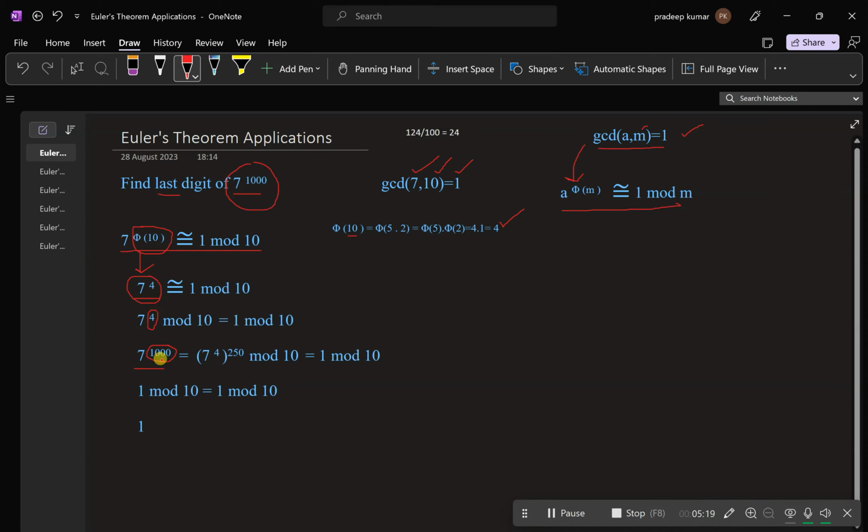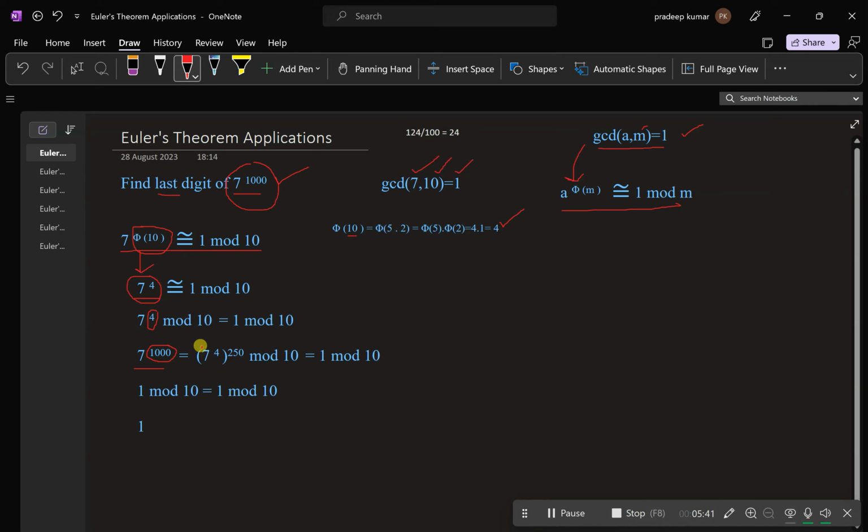So what is 7 to the power of 1000? See, if you multiply 250 into 4, we'll get 1000, isn't it? So 250 into 4 is 1000. So that's why I know the answer for 7 to the power of 4. So I am expressing 1000 in terms of 4. So 4 into 250 is 1000. So 7 to the power of 1000, how can I write? 7 to the power of 4 into 250 mod 10 is equal to 1 mod 10.